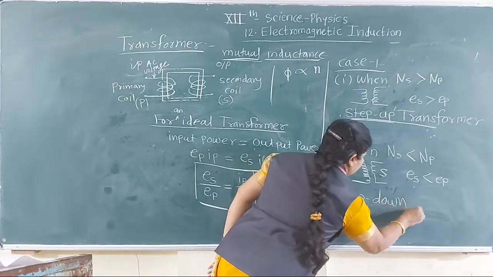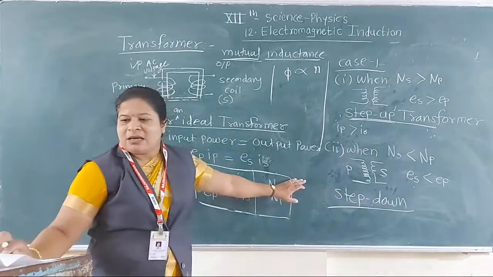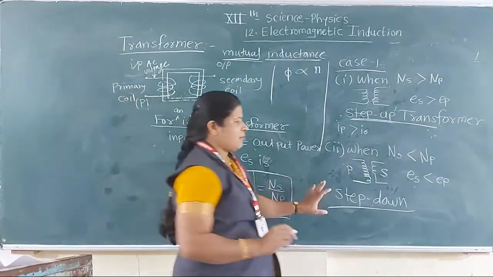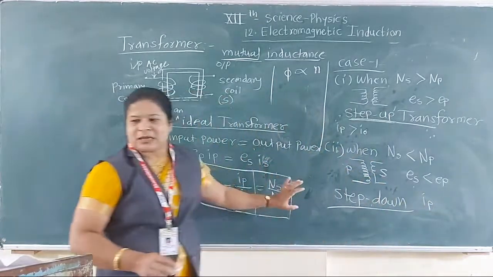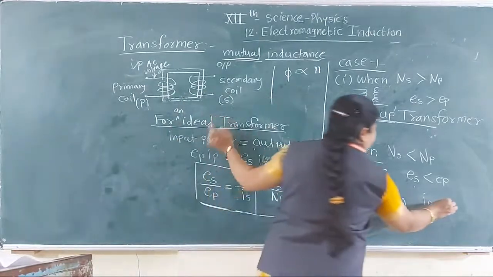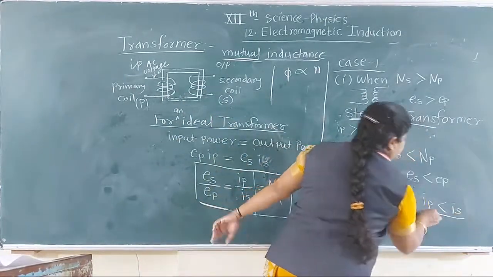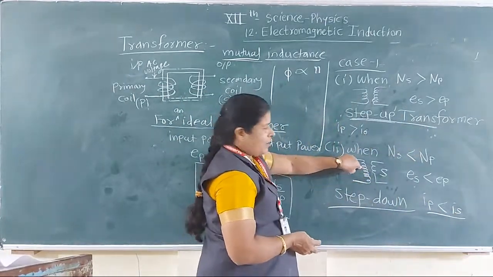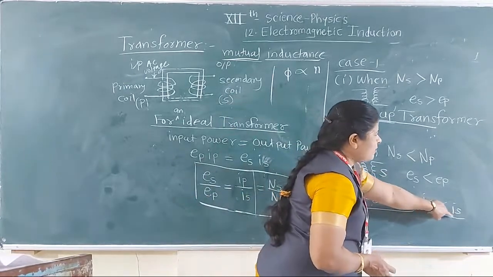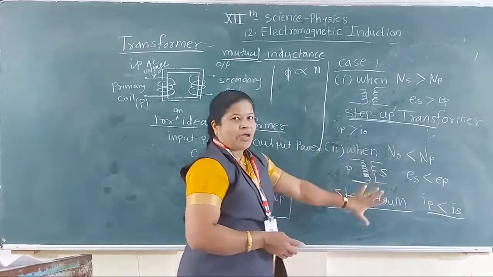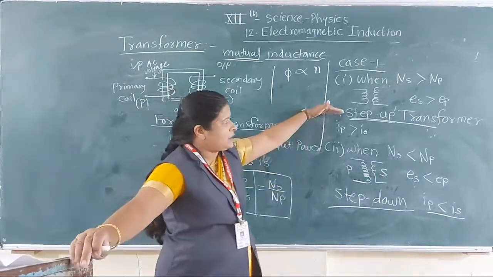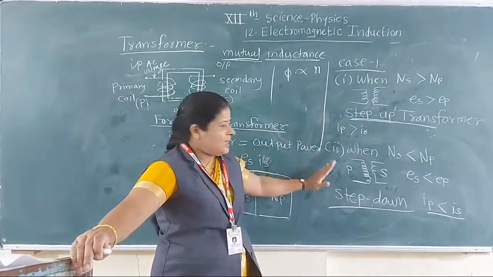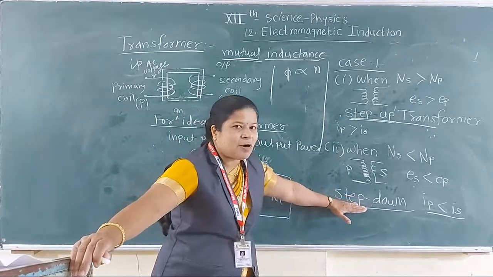In a step-down transformer, Ip, that means the current flowing in the primary coil, is less than Is. The current flowing in the primary coil is less than the current flowing in the secondary coil. So there are mainly two types of transformer: step-up transformer and step-down transformer.